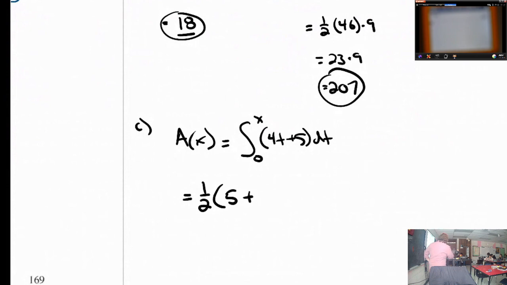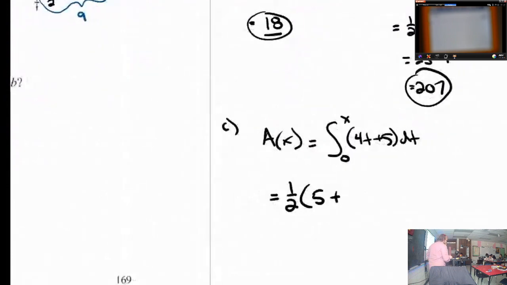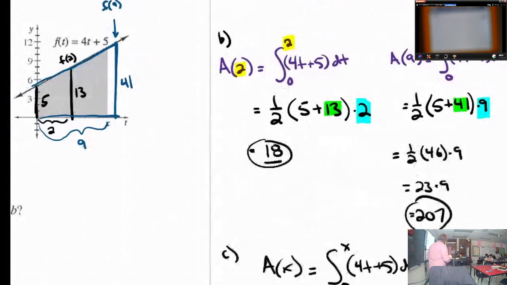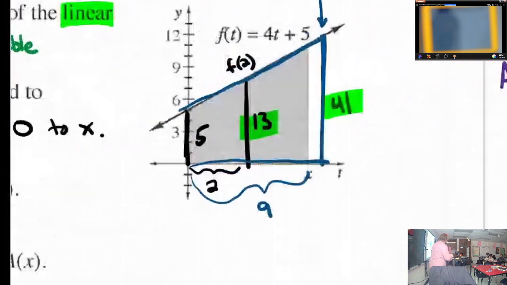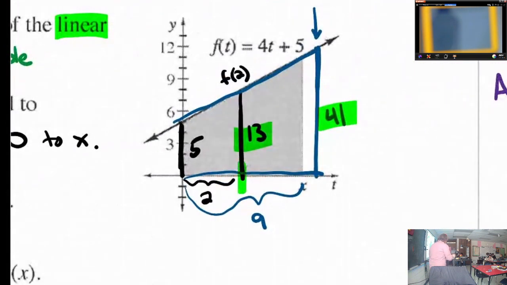So the question now is, where in the world did we get the numbers 13 and 41 from? Where did those numbers come from? I know this, they're over here too, 13, 41. And the answer to that is that we got them by plugging a number into the original function. Those are just 4t plus 5 for the values t equals 2 and t equals 9.